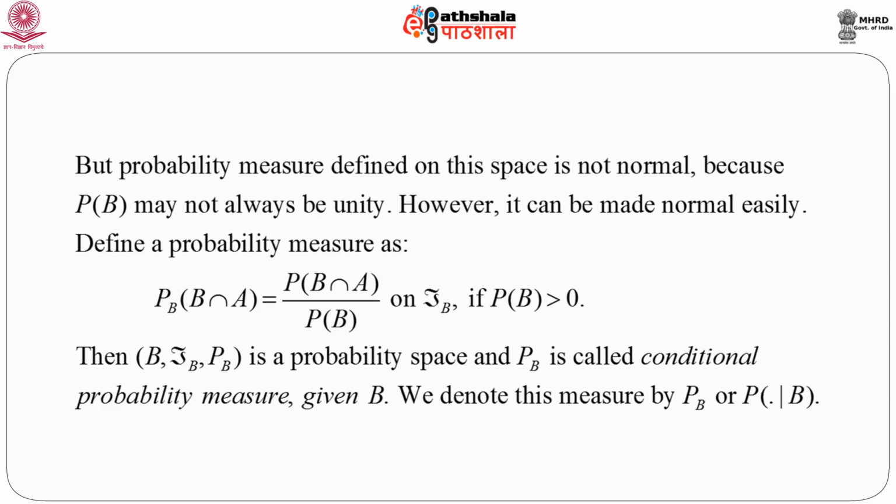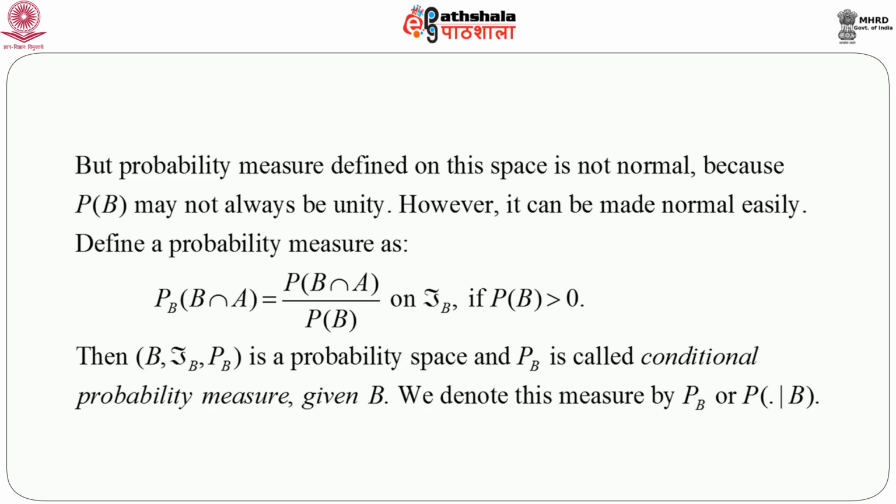The only problem is that a probability measure defined on this space is not normal, because probability of B may not always be unity. But it is not very difficult to make it normal. Just define the probability measure P_B of B intersection A equals probability of B intersection A divided by probability of B, on this sigma field script F_B, provided probability of B is greater than 0.